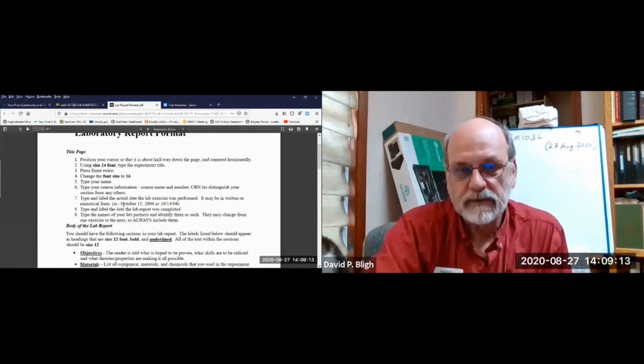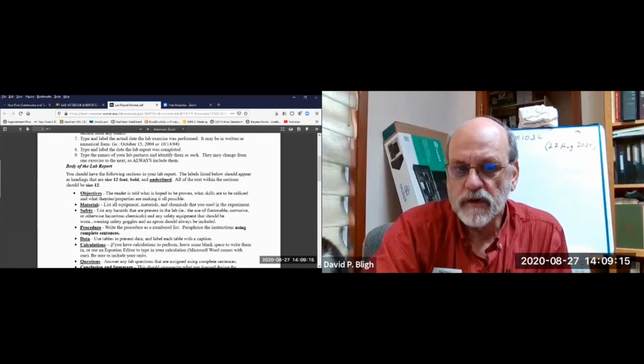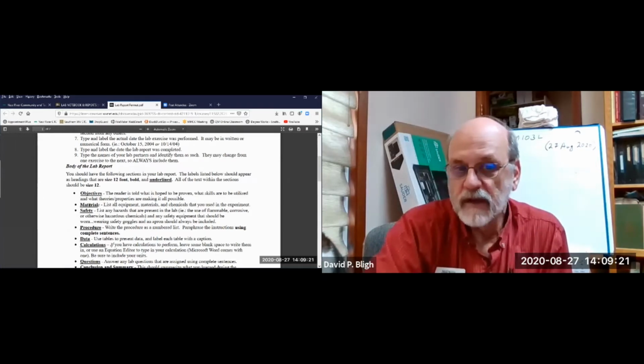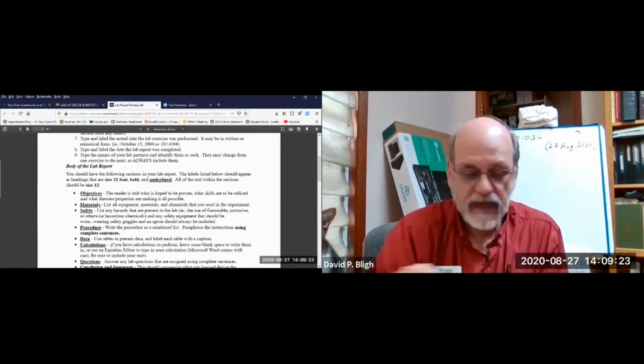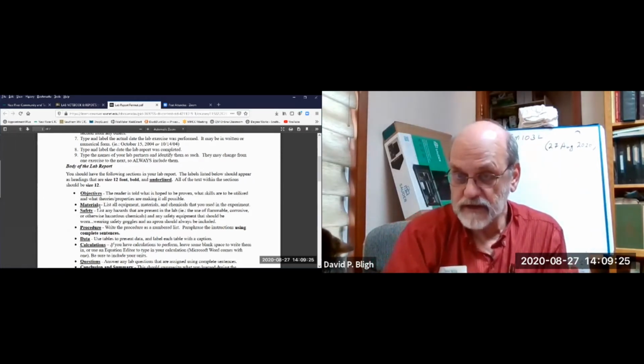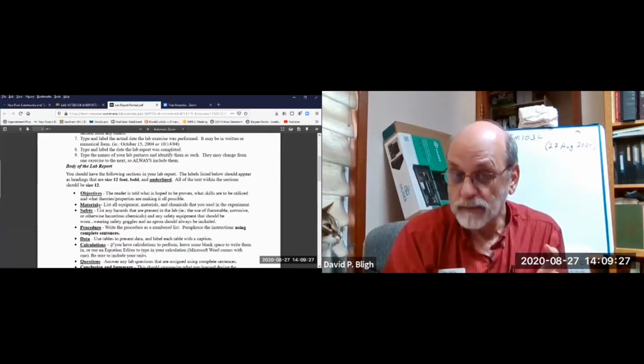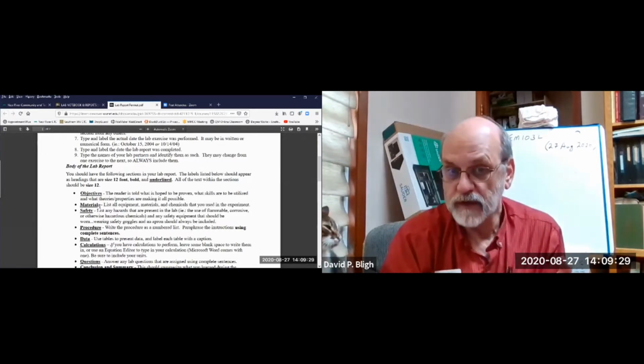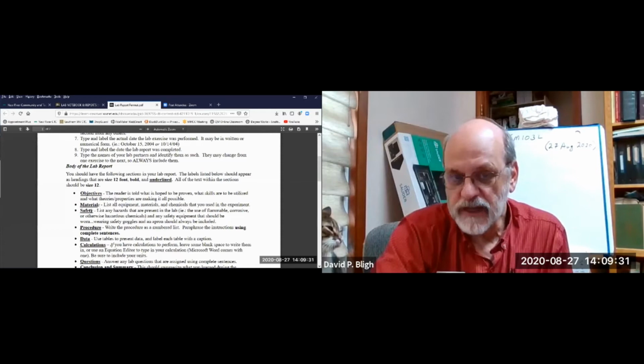The body of the report has a blurb on objectives. Why are you doing the report, or why are you doing the experiment? Then what materials are required? That includes both reagents, that is chemicals, and equipment. So you need both in materials. Then there's your safety blurb.